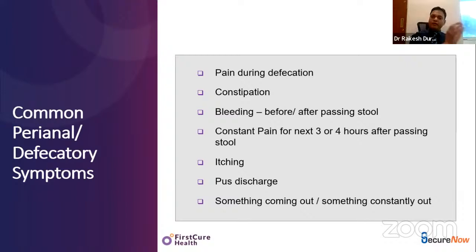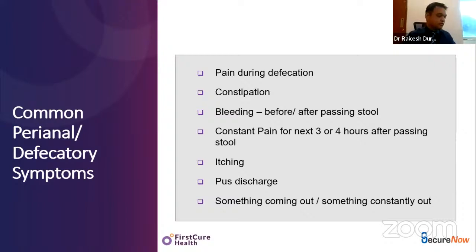Number two is the constipation. If the patient is having constipation, if you are having hard stools, there is something which can happen to you. Next is the bleeding, which can happen before or after passing of the stool. Or there is a constant pain for three, four, five, six hours, maybe half of the day after passage of the stool. So these are the common things.